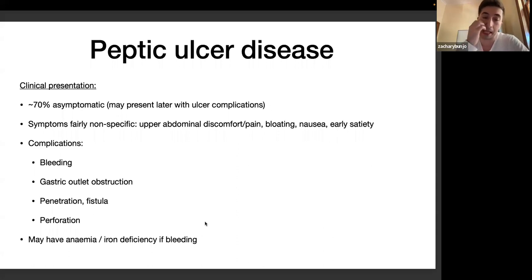More subtle signs, they might present with an anemia. Incidentally, on bloods, they might be iron deficient, if they've got an ulcer that's causing a slow ooze or bleed that's not clinically evident.